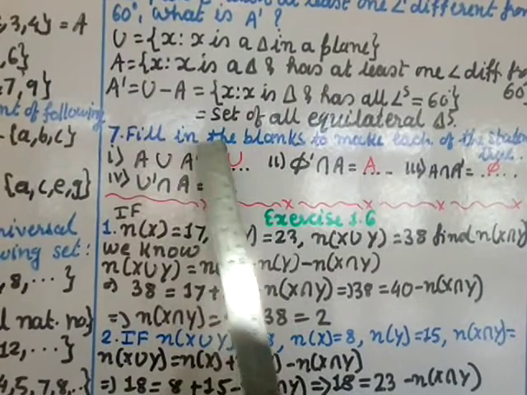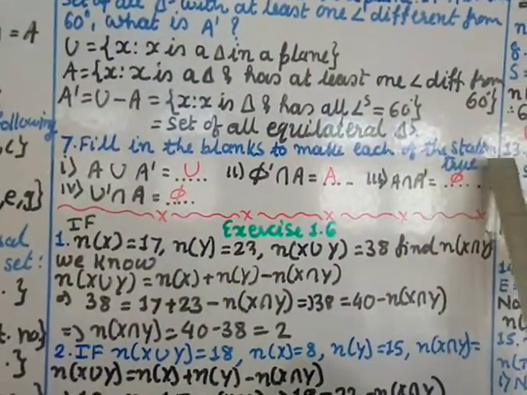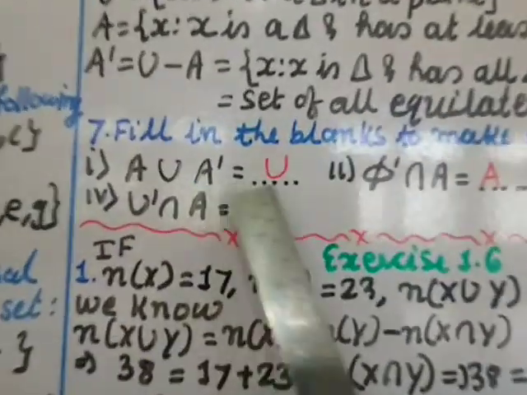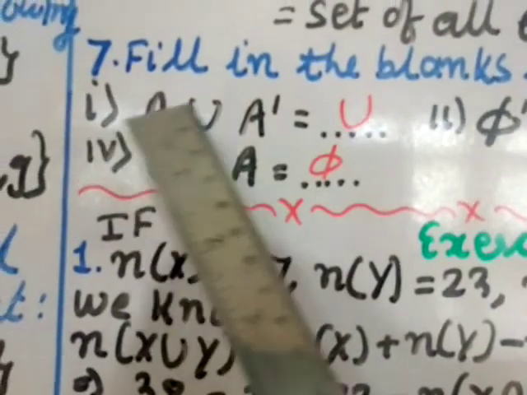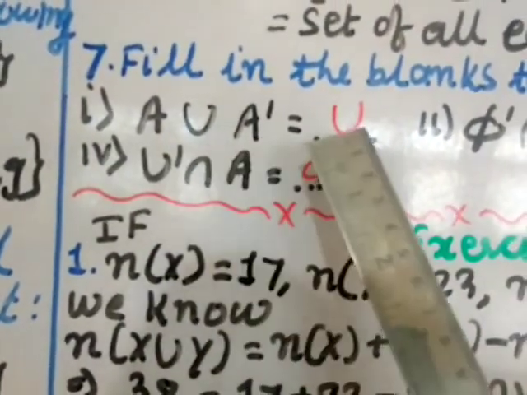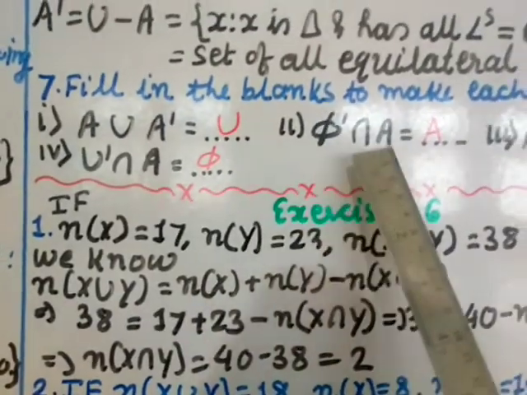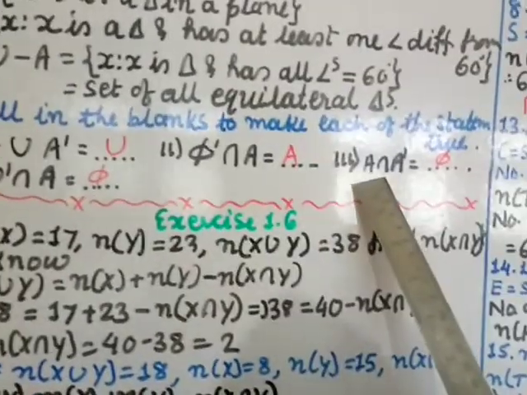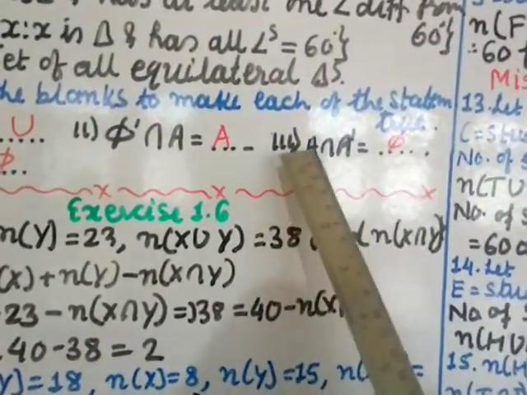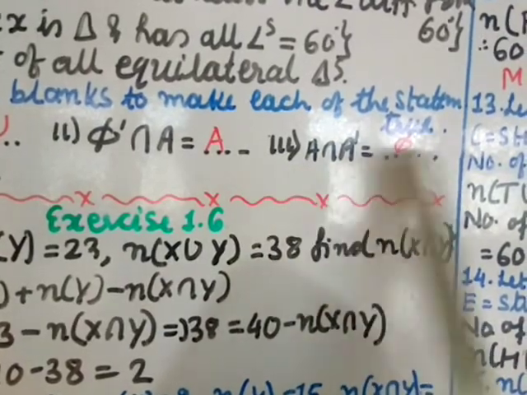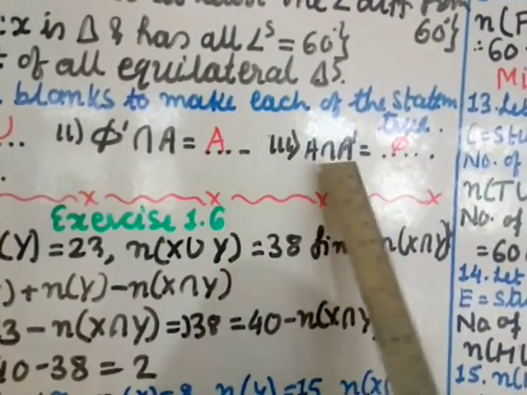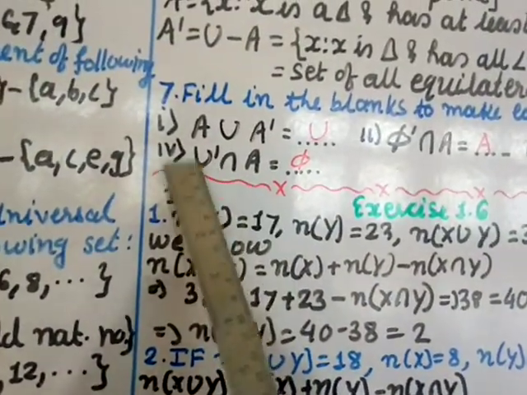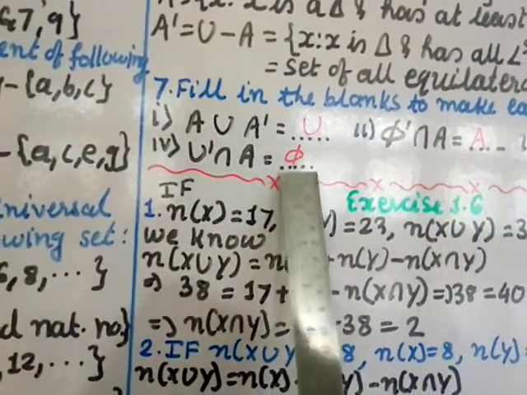Question number 7. Fill in the blanks to make each of the statements true. A union A' equals, we have done this, A union A' equals U. Okay, this is A and this is A'. If you do union of this, you get the universal set. Number 2, phi' intersection A. Phi' means U, so U intersection A will give you A. A intersection A' gives you phi. Why? Because this is A and this is A', they are opposite to each other, they are complements of each other. Intersection, there is nothing common between these two, so it is phi. Number 4, U' intersection A. U' means phi. Phi intersection A means phi. Okay, so that is also phi.